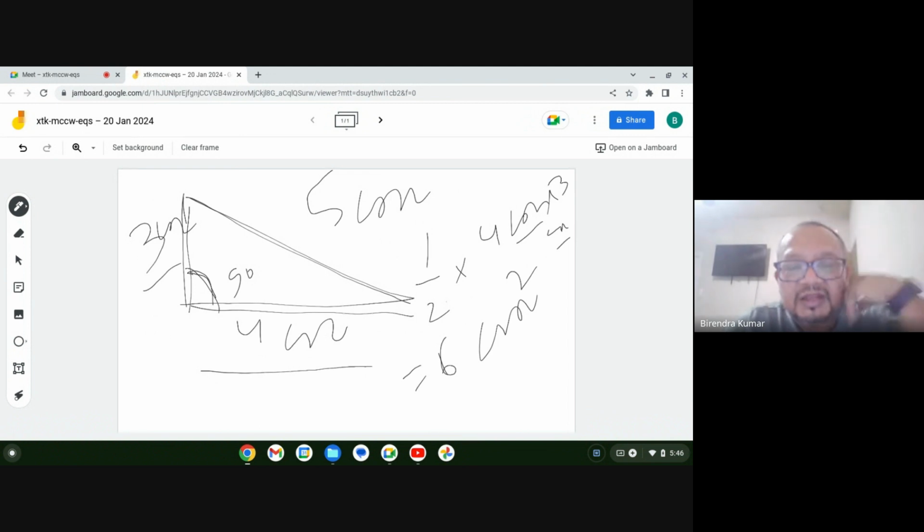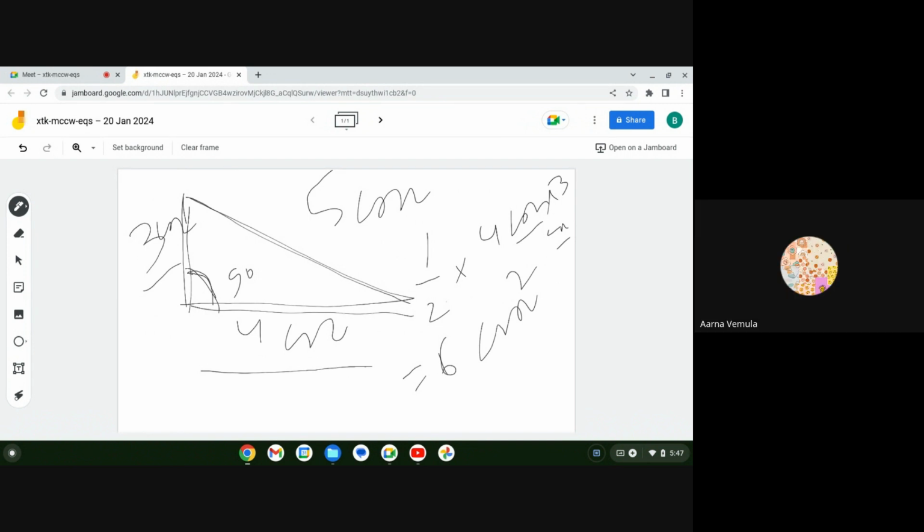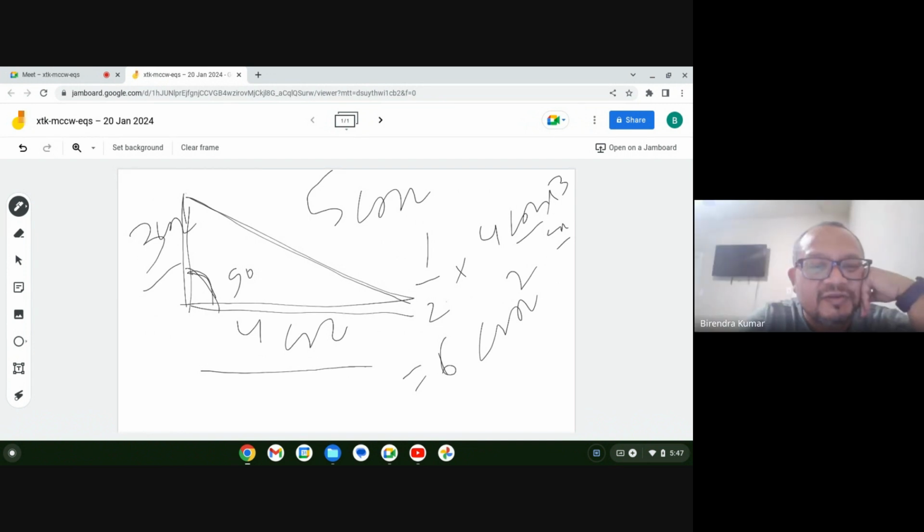Now, what about the perimeter? Can you repeat the question? So I have a right angle triangle with one side as 3 centimeter, second side is 4 centimeter, third side is 5 centimeter. What will be the perimeter of this right angle triangle?